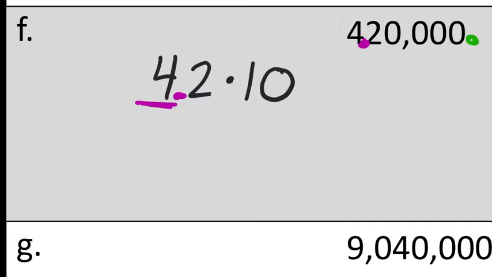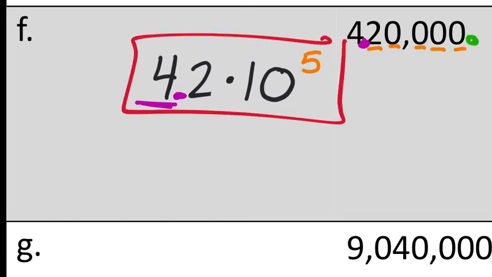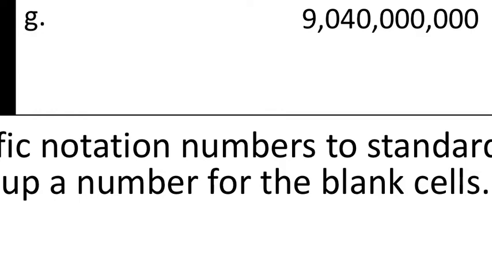So how many place values are between the two decimals there? 1, 2, 3, 4, 5. So that means our exponent is 5. So it ends up being 4.2 times 10 to the power of 5. I don't know that strategy was very different from the first one, but we can call it different, I guess.